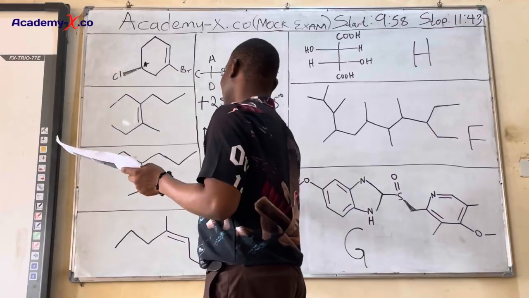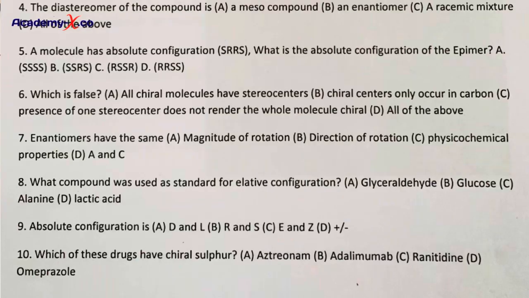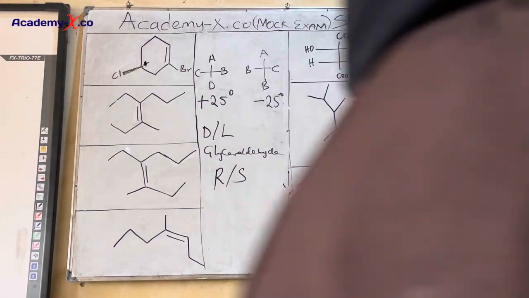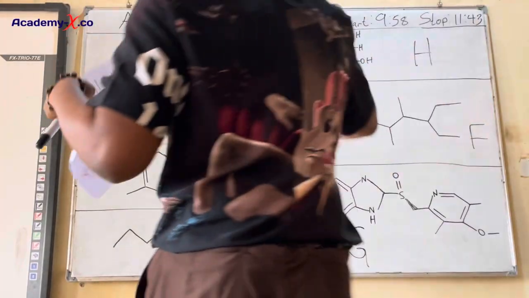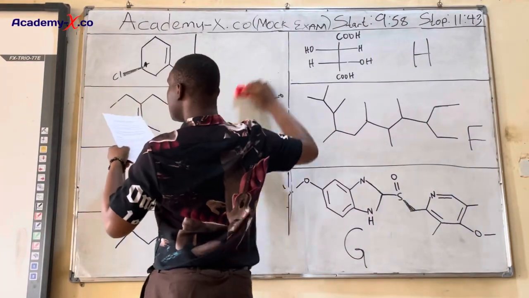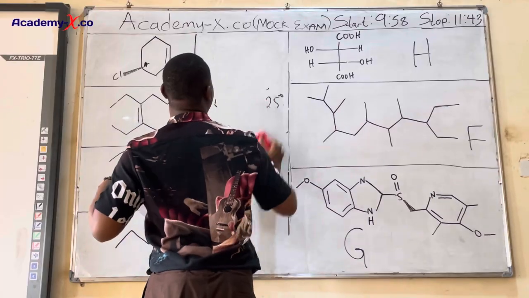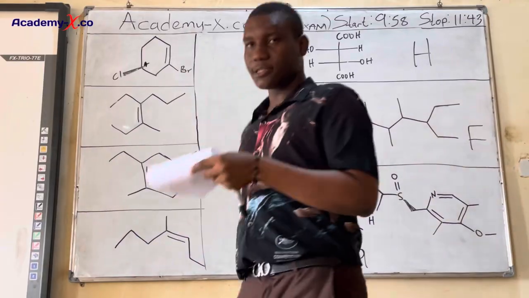R and S. Now, which of these drugs has chiral sulfur? A. Aztreonam. B. Adalimumab. C. Ranitidine. D. Omeprazole. That one is very, very common, and you must see it in your exam. So let's go to the theory aspects. So I said, assign absolute configuration to this stereocenter marked with an asterisk. So let us assign it R and S.